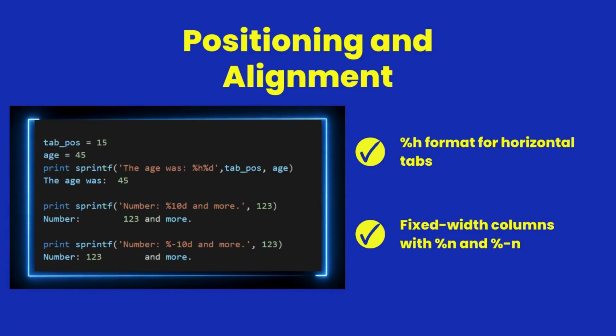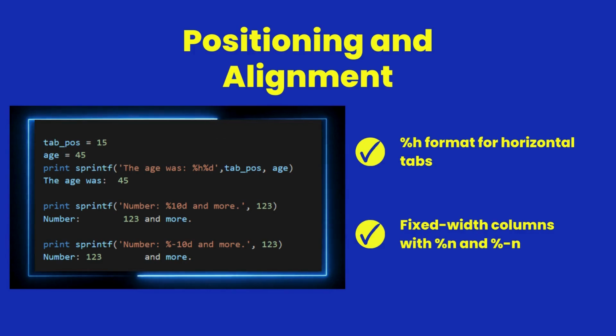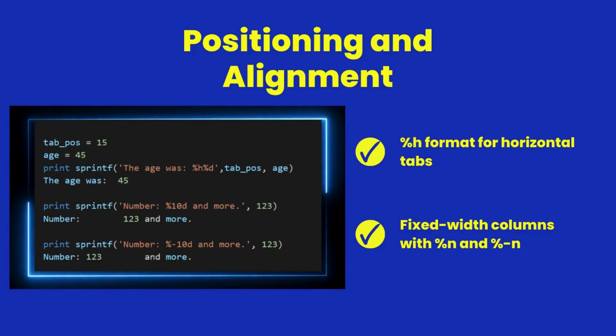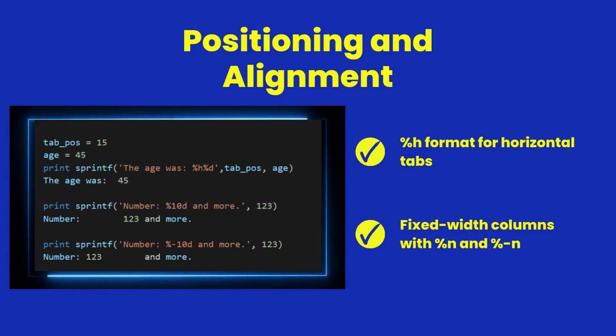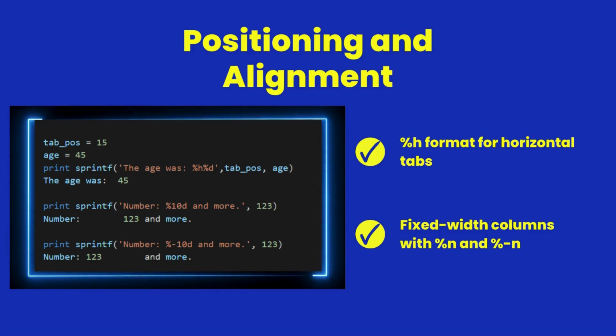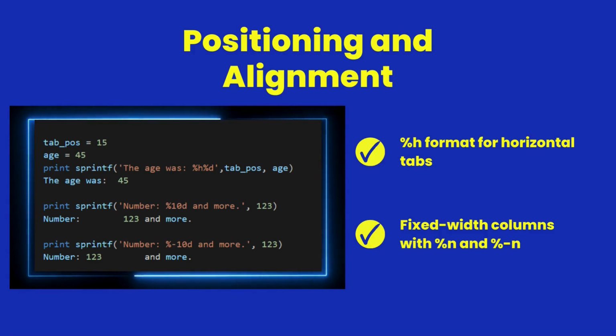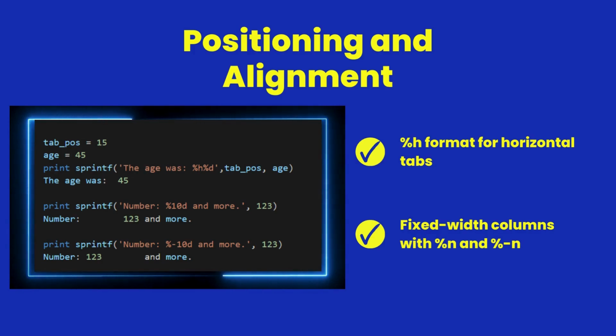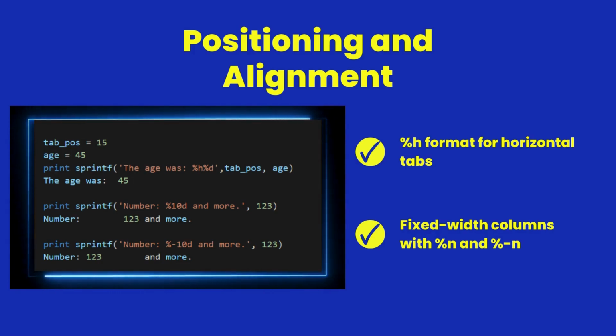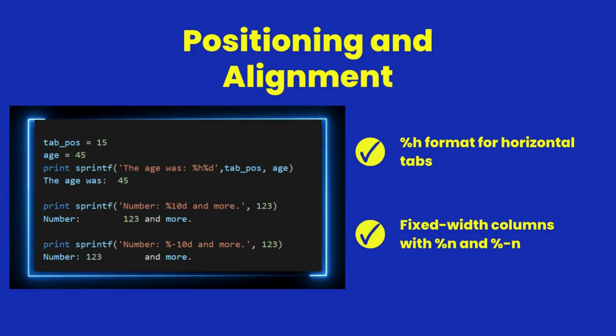SPRINTF allows precise positioning with horizontal tabs using %h. You can also specify fixed width columns with %n for right justified and %-n for left justified text. For instance, SPRINTF number %10d 123 outputs number 123.